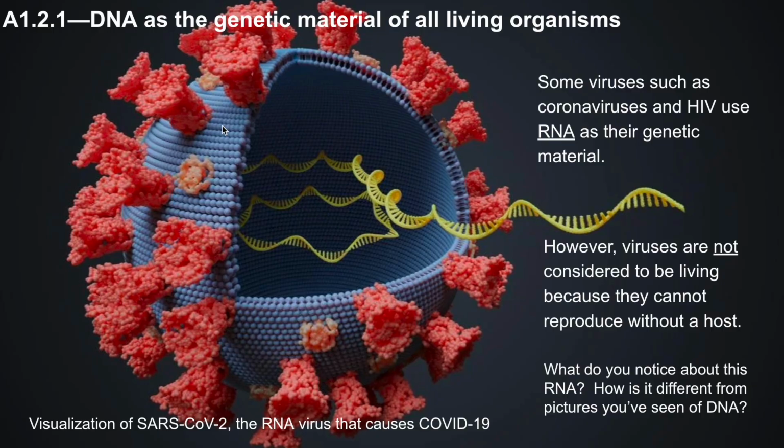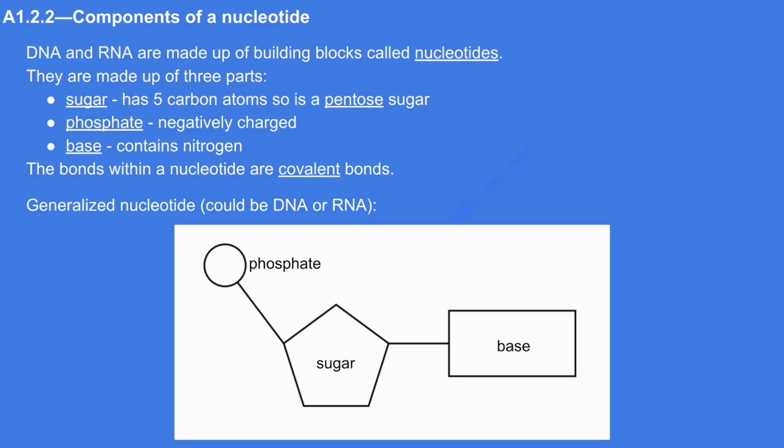Now, it doesn't break this statement that DNA is the genetic material of all living organisms because viruses are not considered to be living. Because they cannot reproduce without a host, we do not consider viruses to be alive. Now, DNA and RNA are both made up of building blocks called nucleotides that are made up of three parts: a pentose sugar, a phosphate, which is negatively charged, and a base that contains nitrogen, one of four bases.